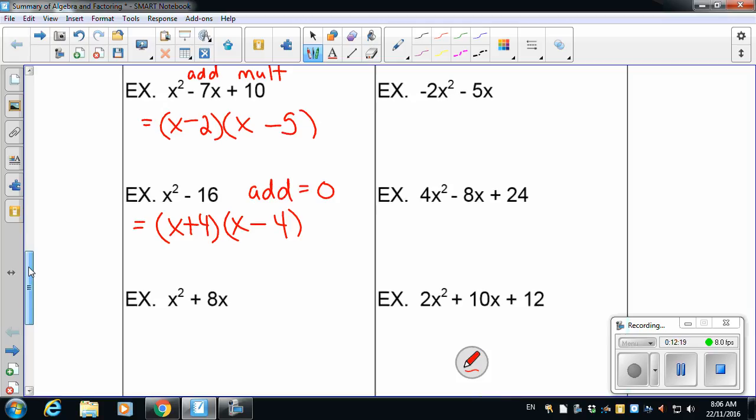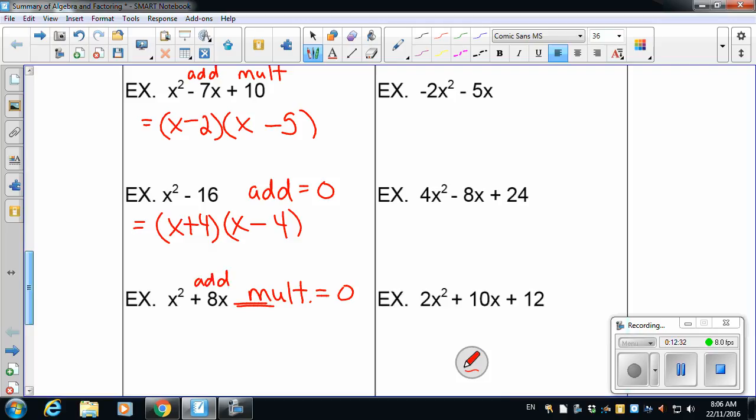And this one looks a little different again. It does not have the number at the end. That means that when we use our pattern, it multiplies and equals 0, and it adds to 8. So to multiply to equal 0, we talked about in the note how one of the numbers would have to be 0. And so to add up to get 8, then I would have to have 8. And if it's x plus 0, it's really just x. And so I've got my factors.